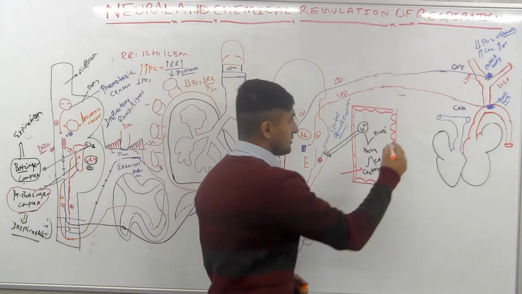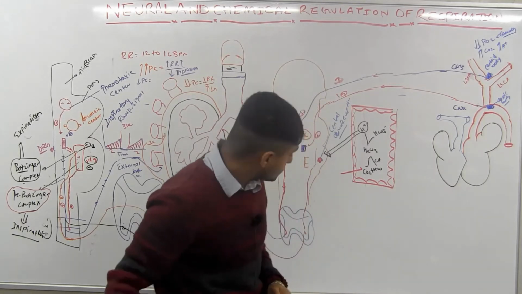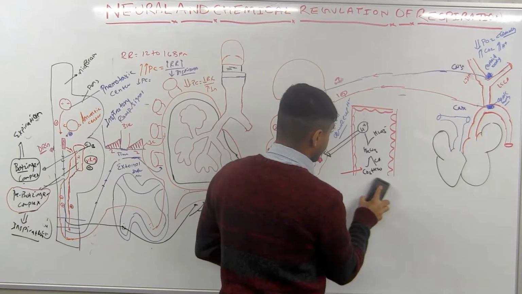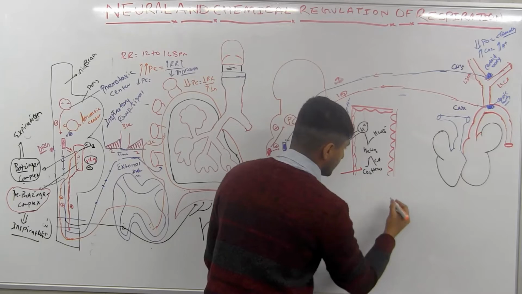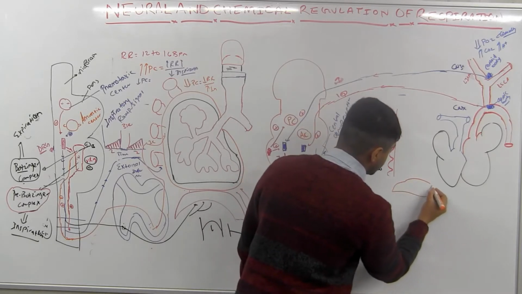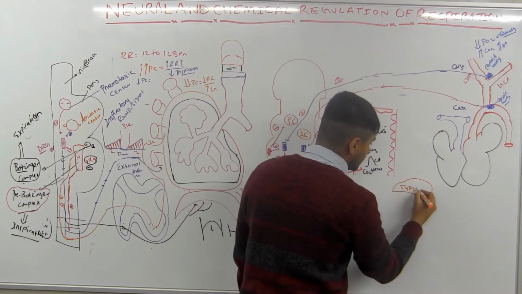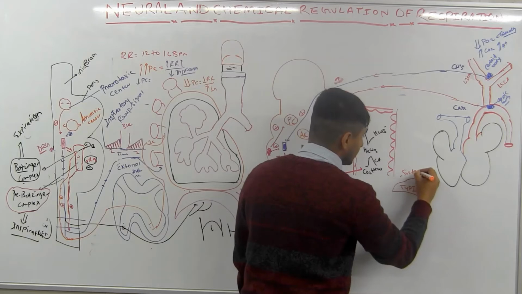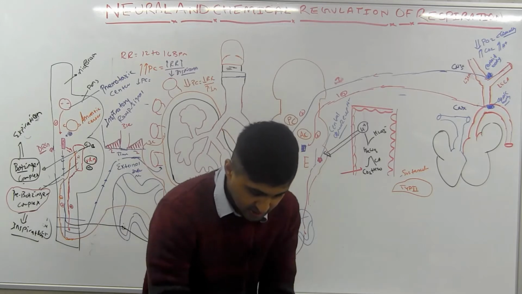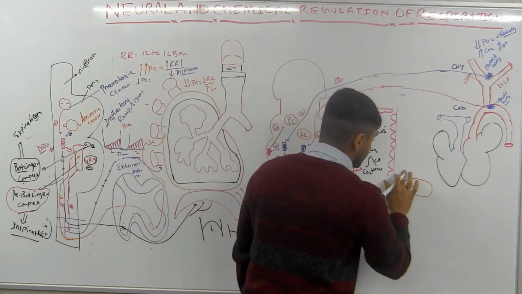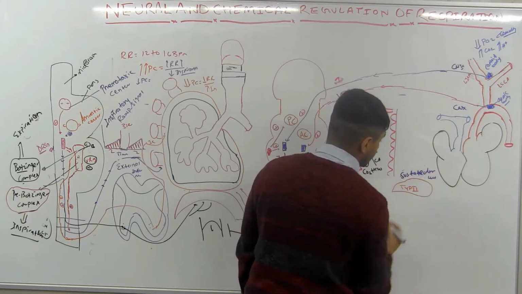So let me draw this cell right here, because we do have to talk about the cells in a little more detail. Let me make this a little bigger. There are two types of cells here, called type 1 cells and type 2 cells. Let me make the type 2 cells here. They're called sustentacular cells, okay? Basically, these are the supportive system. Sustentacular cells, they're type 2 cells.